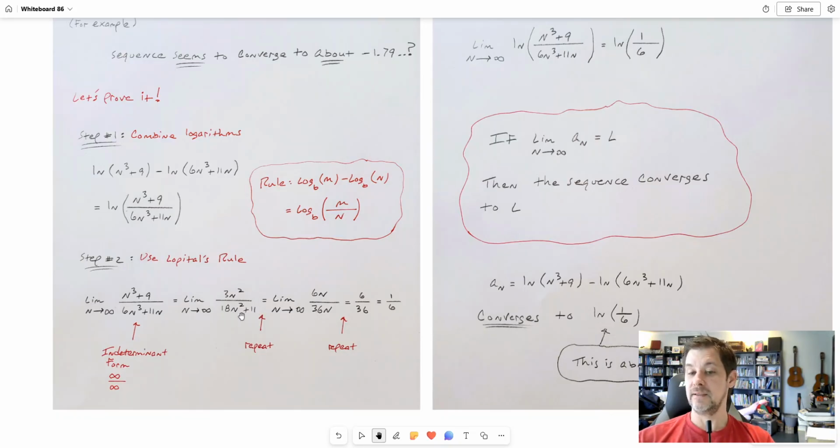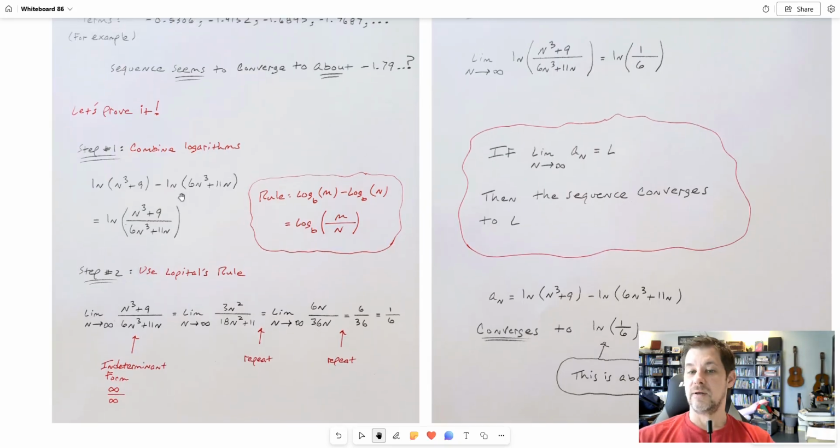Now that's still an indeterminate form, so I can repeat L'Hopital's rule. There's your derivative of the top again and the bottom. But once I get here, I find that it algebraically reduces. The n's cancel. Now n's out of the question. Now it's just 6 over 36, it turns out. As n goes to infinity, it's always 6 over 36. And then that reduces to 1 over 6.